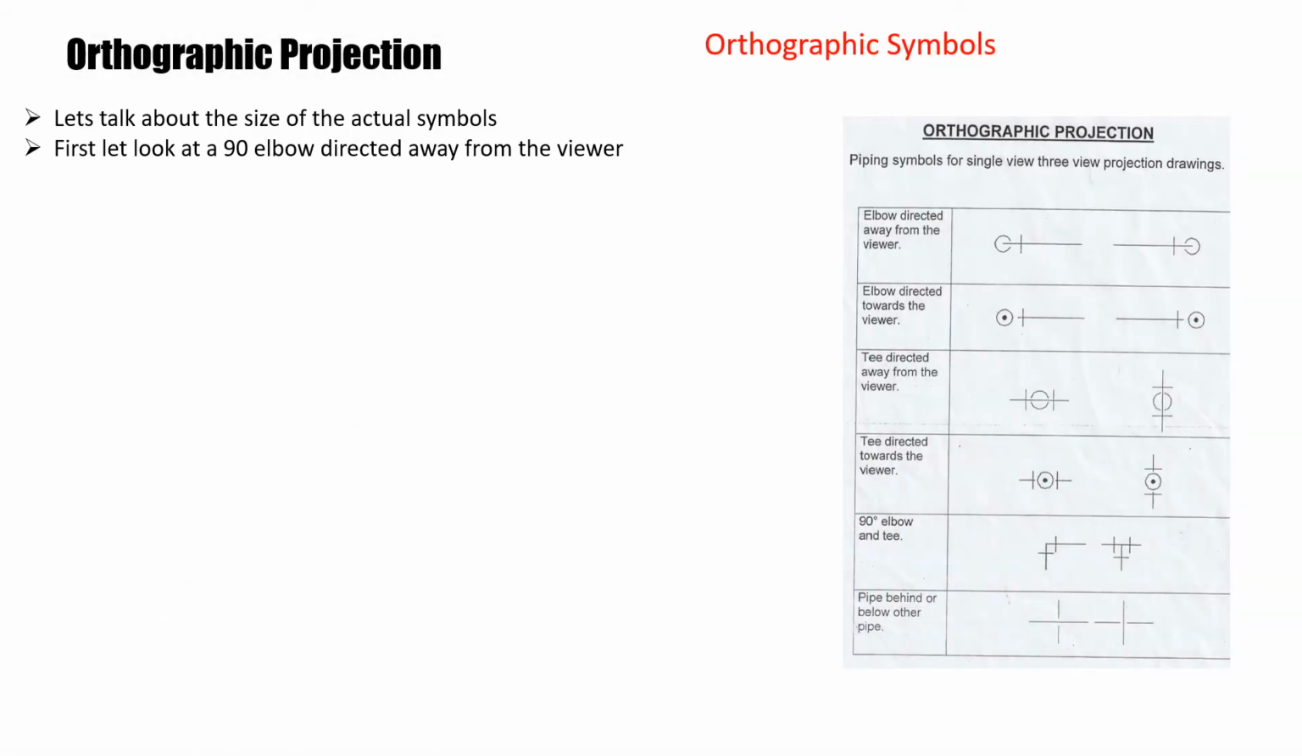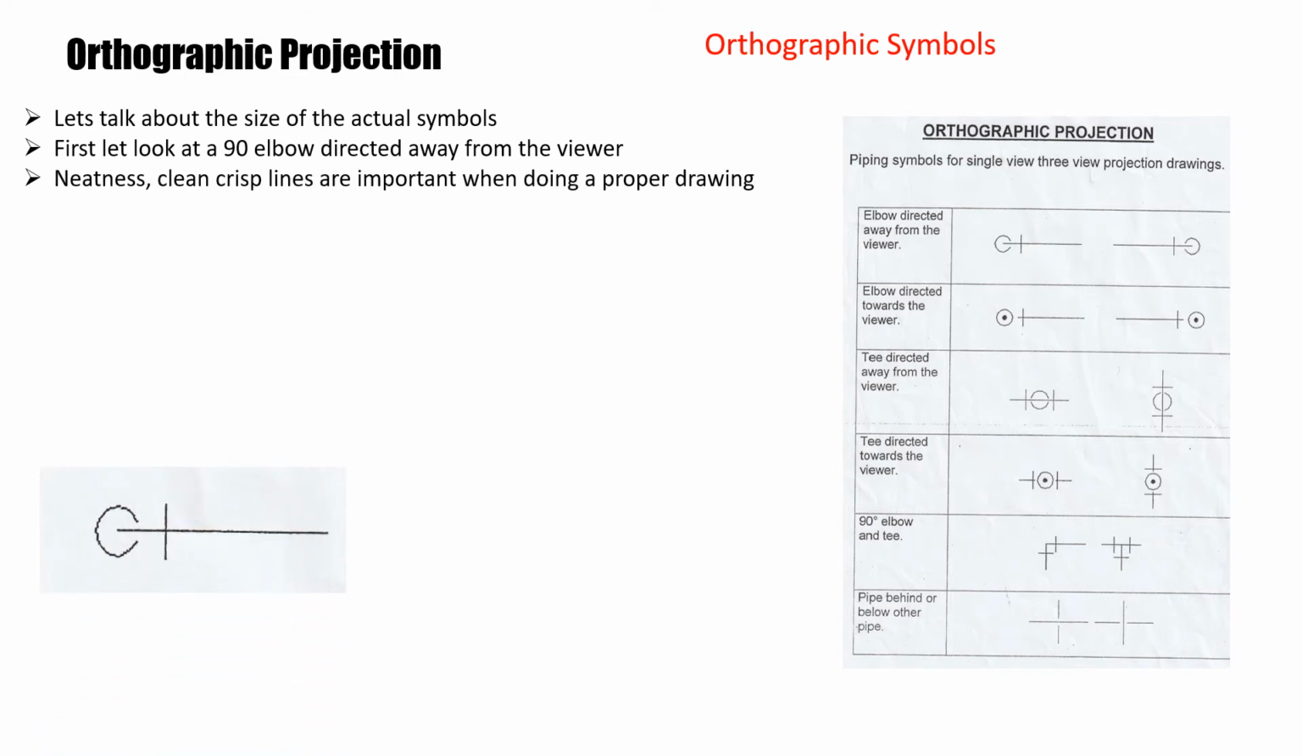So let's talk about the side of the symbols. And let's first look at a 90 going away from the viewer. Neatness is important. Crisp lines are important when doing a proper drawing. So when you guys are drawing these, I expect these lines to be perfect. No smudges, no crappy looking erases and then just going over it. The pencil has to be sharp, and you have to be precise in what you're doing.